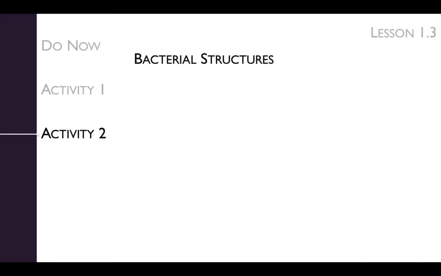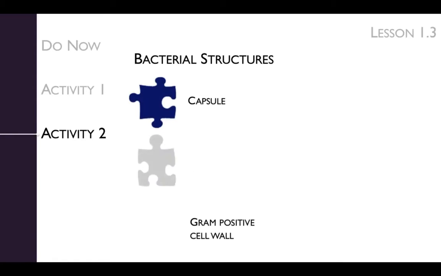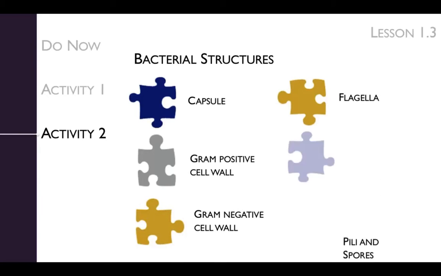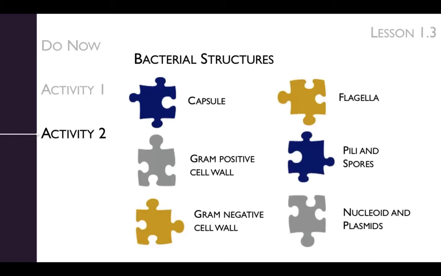In this jigsaw, we will learn about 8 cell structures that are specific for prokaryotic cells. The capsule, the gram-positive cell wall, the gram-negative cell wall, flagella, pili and spores, and nucleoid and plasmids.